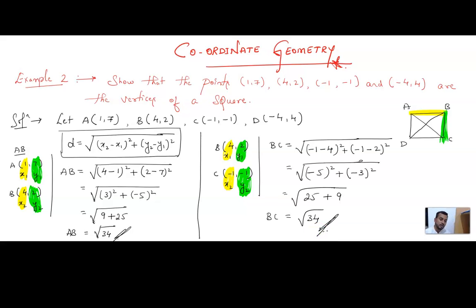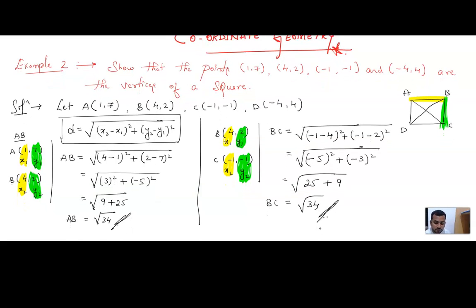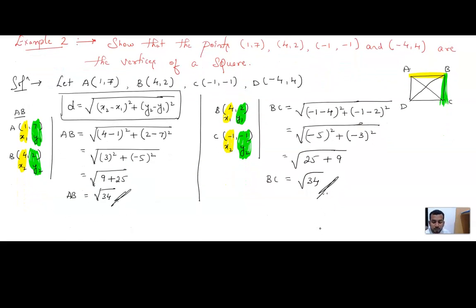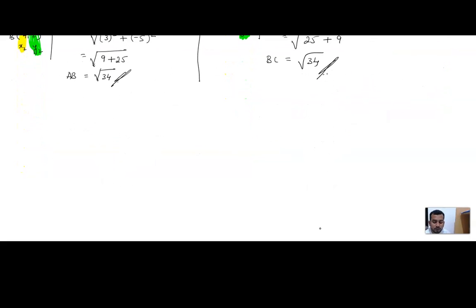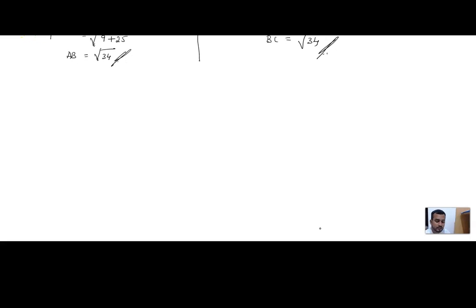Now we got AB, then we got BC. Now what do we need to find, children? After AB, BC, now we should find CD. Remember, we need to find which value now? CD. So now to find CD, what are the coordinates of C, children? Do you remember? We have just copied them down.